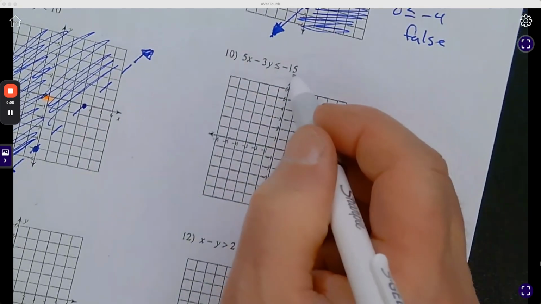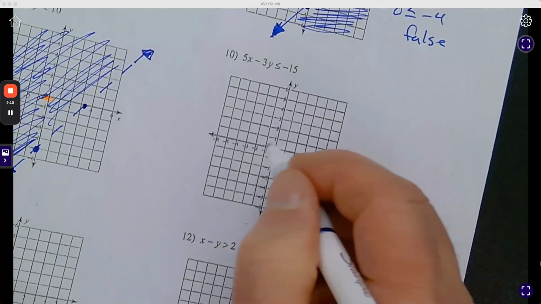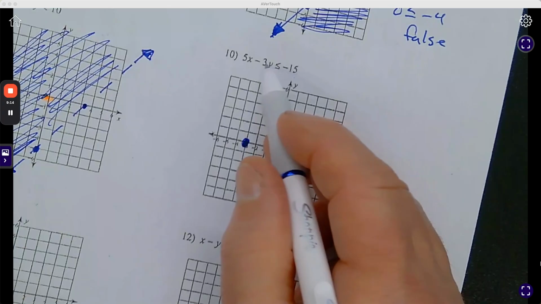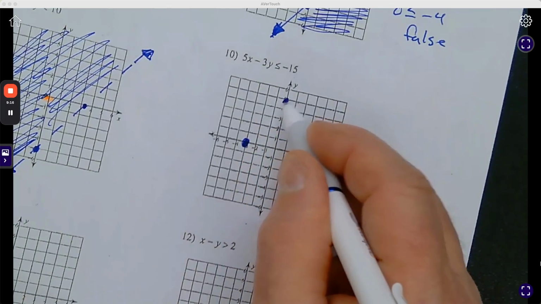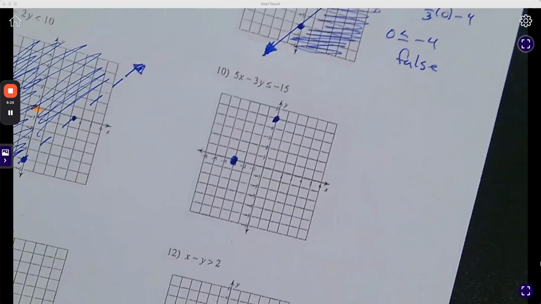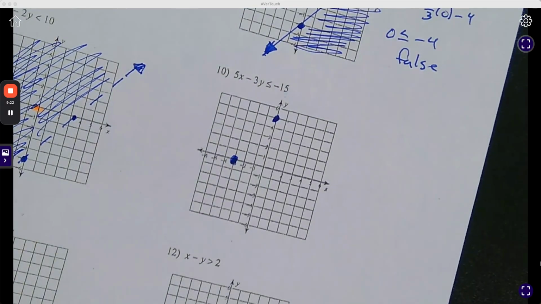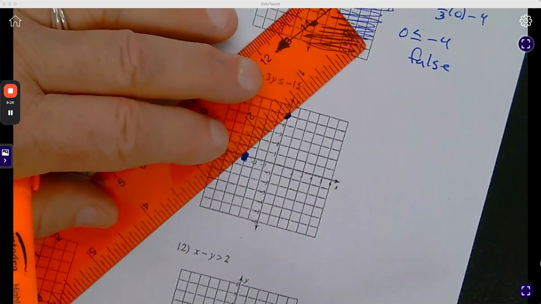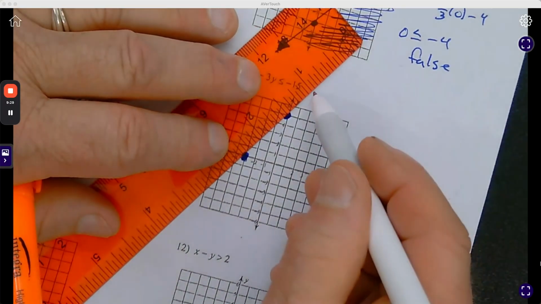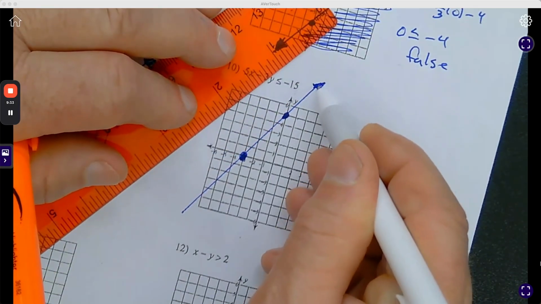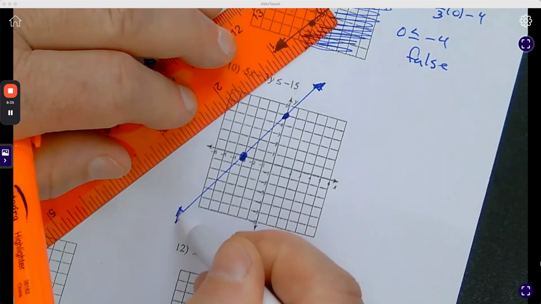This has an x-intercept of negative 15 divided by 5. That's negative 3. It has a y-intercept of negative 15 divided by negative 3. That's 5. There's an equal to underneath the inequality. So it's going to be a solid line. Solid. And now I'm going to shade it.